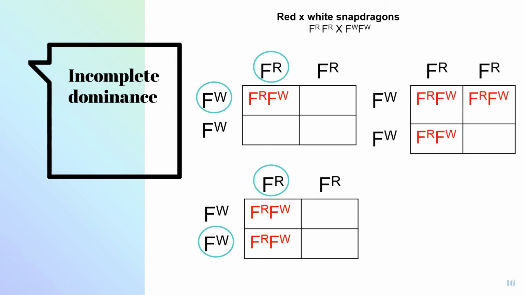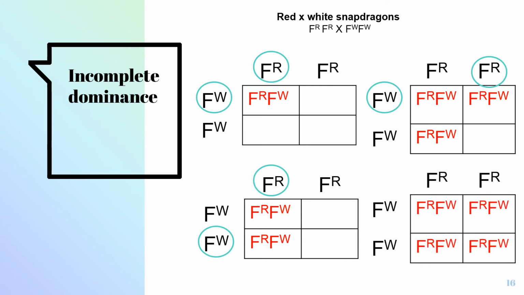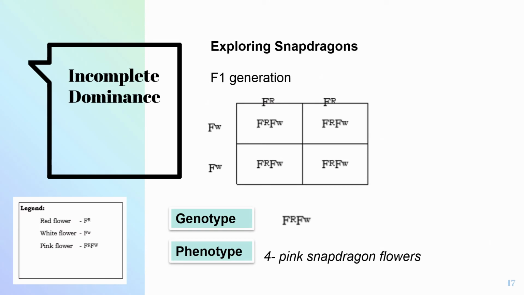For the third one, let us combine the encircled genotype. So we have here FR and FW again. And for the last step, we have to combine the last pair, FR and FW. So as a result, we have here the result of the Punnett Square. So our genotype is, we have 4 FR-FW. This is our genotype.